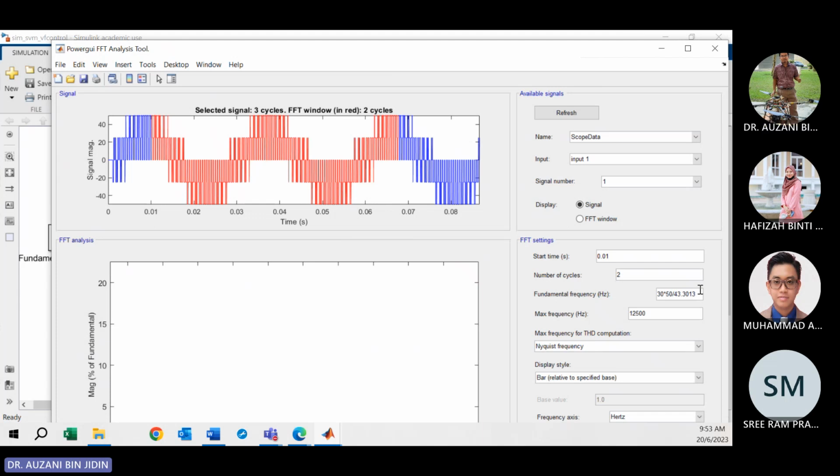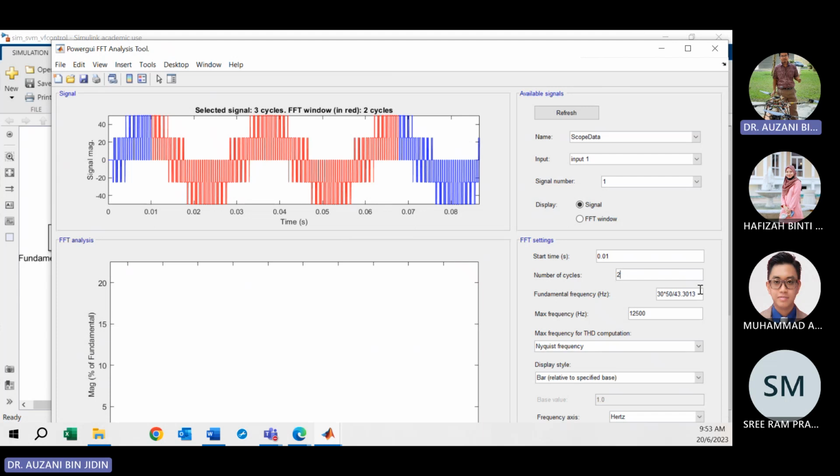Okay, clear? You have 3 parameters that you need to set properly. First is the stop time. So make sure you run for 3 complete cycles. Before that, you need to calculate the fundamental frequency first. Then you get the period, right? Then you times 3, and you try to run for 3 cycles of the output.